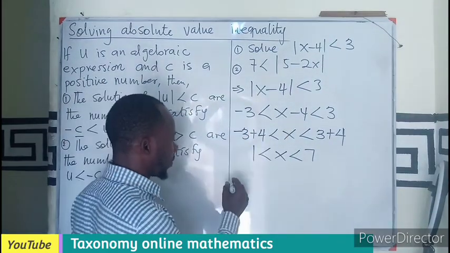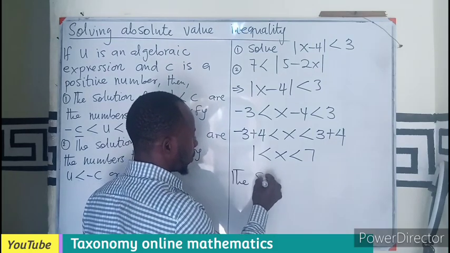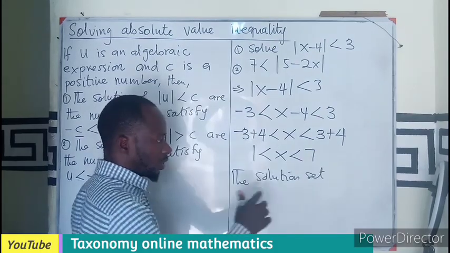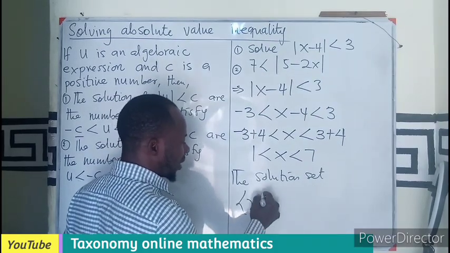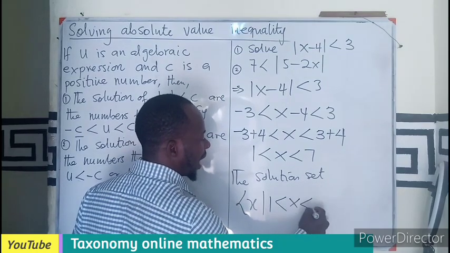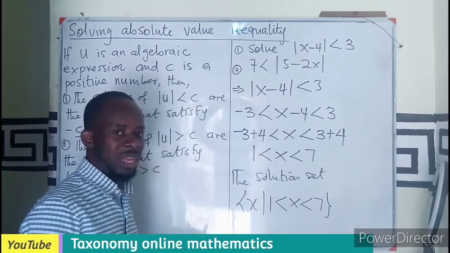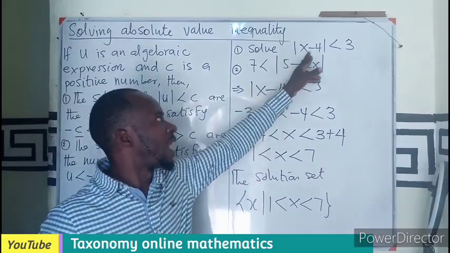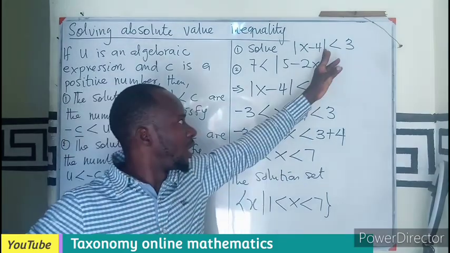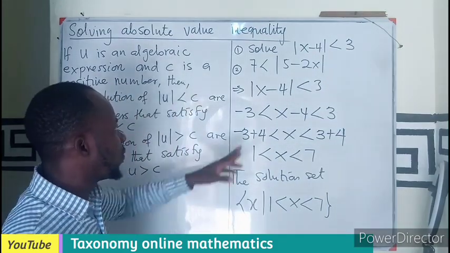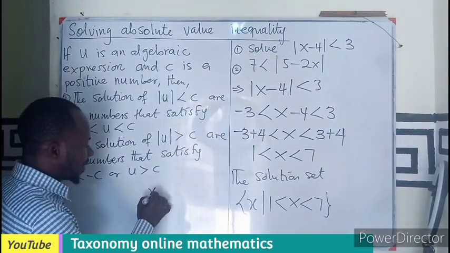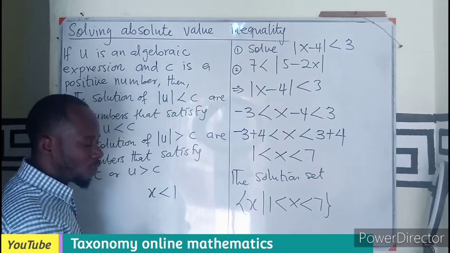So the solution set is going to be a set of x such that 1 is less than x is less than what? 7. So this will be the solution set of the first one. If you have an absolute value and a constant that is less than, it will also be less than or equal to. Then for the second aspect, we know if I have x less than 1, it also means what?